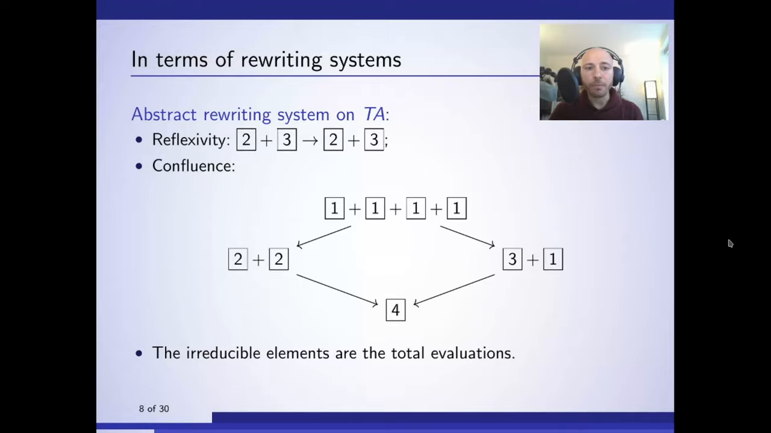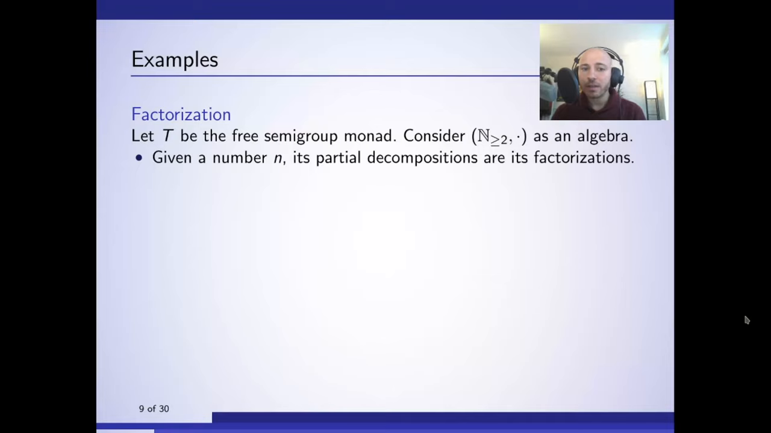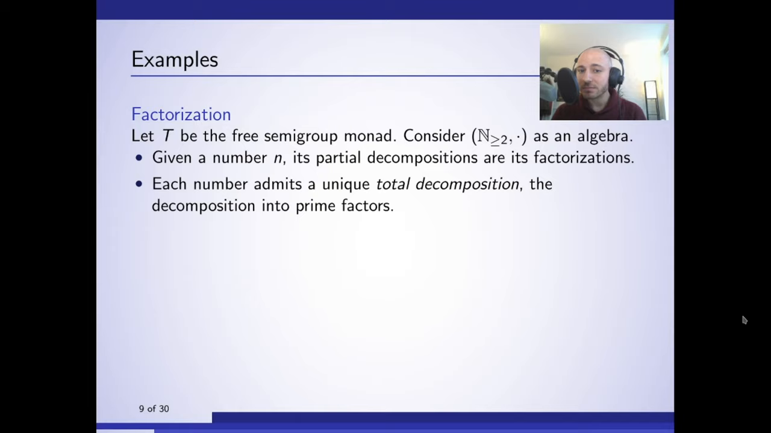Now, here are some examples. So if you take the semigroup monad, so imagine like before, except that we have no neutral element. And as algebra, take natural numbers and products instead of sums. All right? So the partial decompositions are the factorizations. And the total decompositions are decomposition into primes.